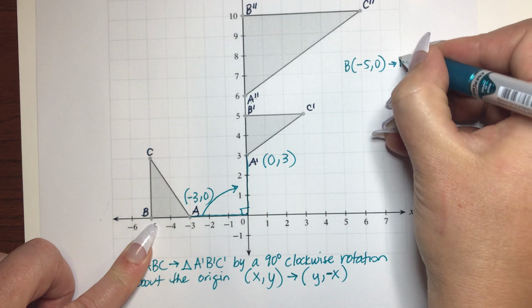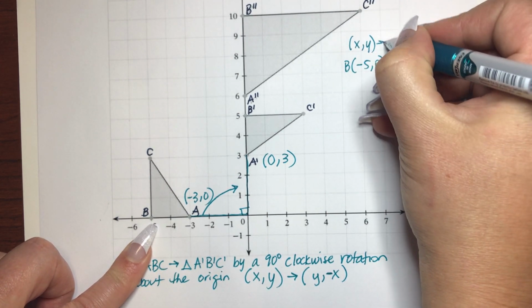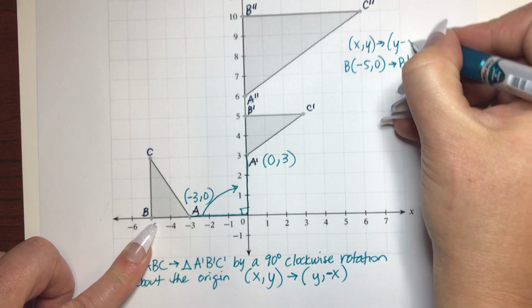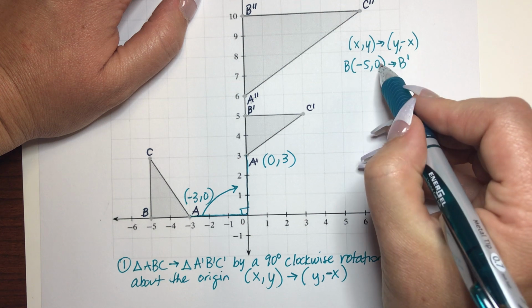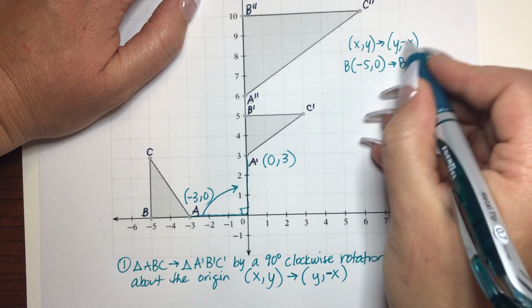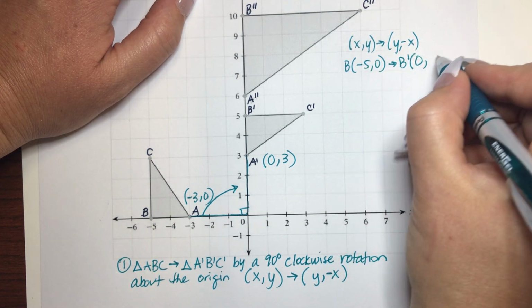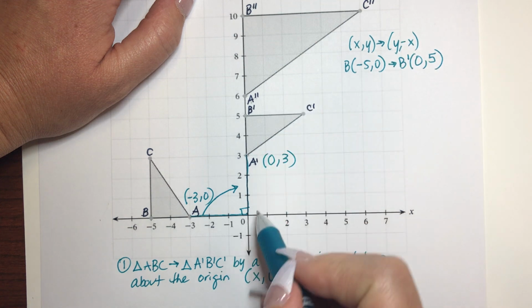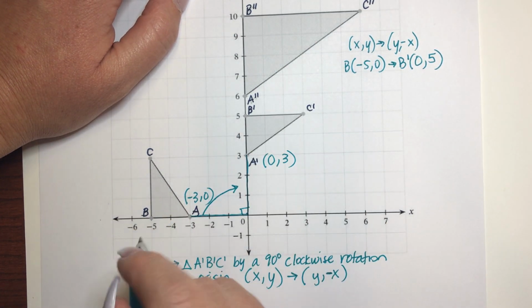And I want to go to B prime, and I'm going to write the rule. So the rule is (x, y) goes to (y, negative x). Okay, so that means that my y is first, and then my x becomes negative, and this is already a negative, so a negative times a negative would be a positive. So is B prime (0, 5)? (0, 5), and it is. Okay, perfect, so that one works.